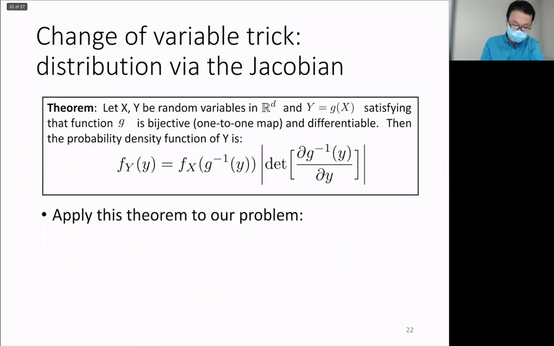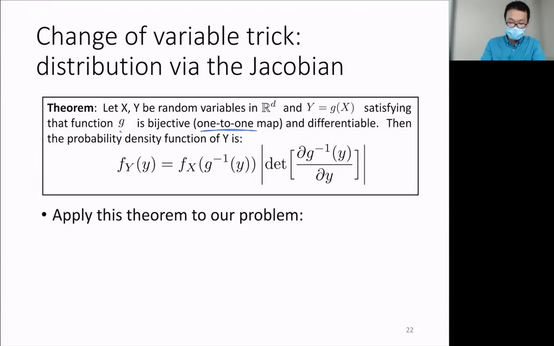So here's the general theorem of how we can do it. Let's say that X and Y are generic random variables supported in R^d, and that there is a function g that relates one random variable to the other. If we assume that g is a one-to-one mapping, or bijective, and differentiable, then the probability density function of one variable can be written as the probability density function of the other variable multiplied by the absolute value of the determinant of the Jacobian matrix of this transformation g.